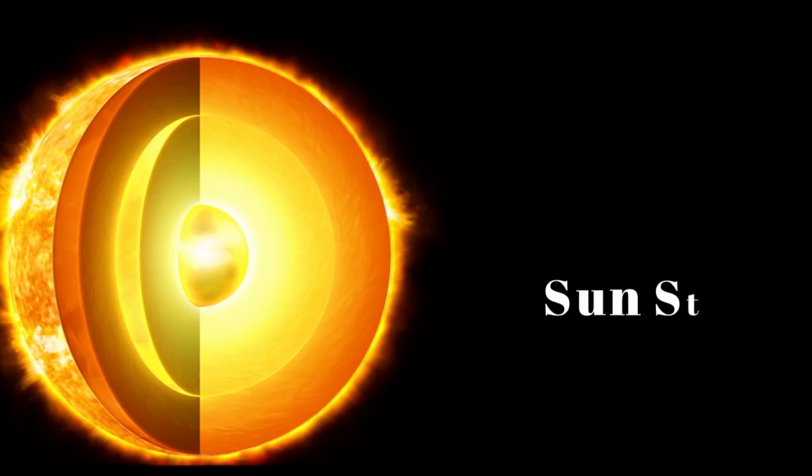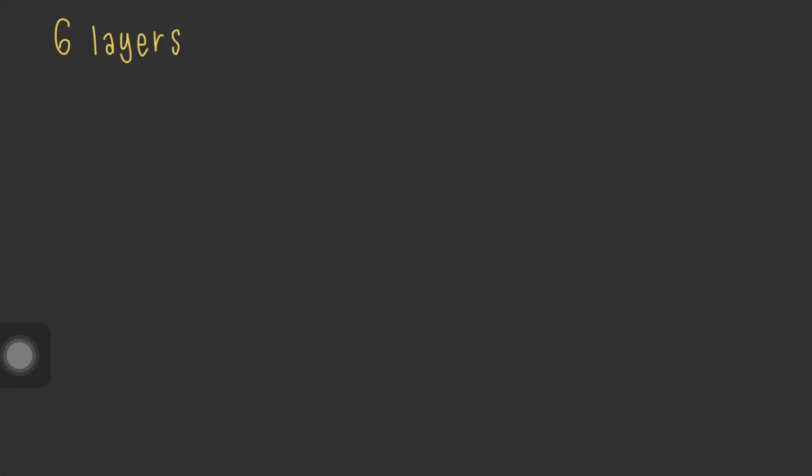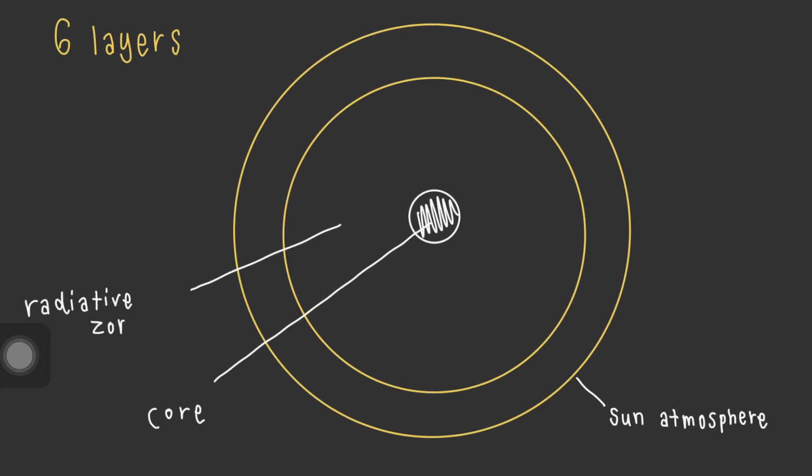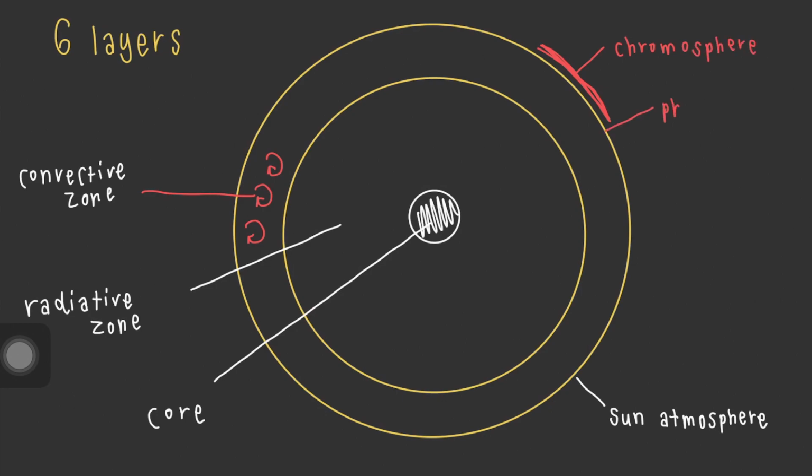The Sun's structure can be separated into 6 layers, 3 layers inside the Sun and 3 layers outside the Sun, which can be called the Sun's atmosphere. The layers inside the Sun are composed of a core, radiative zone, and convective zone, respectively. Then at the Sun's atmosphere, there are photosphere, chromosphere, and corona.